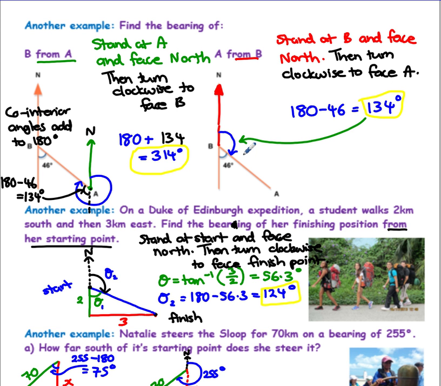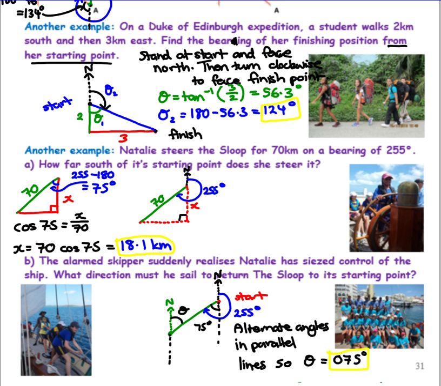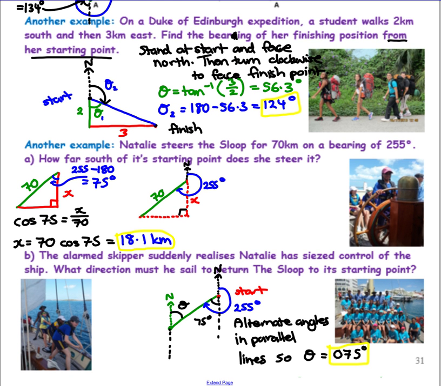Here's another example. On a Duke of Edinburgh expedition, a student walks 2 kilometres south and then 3 kilometres east. Find the bearing of her finishing position from her starting point. Okay, so stand at the starting point and face north, then turn clockwise to the finishing point.